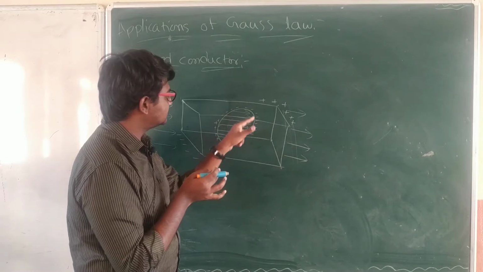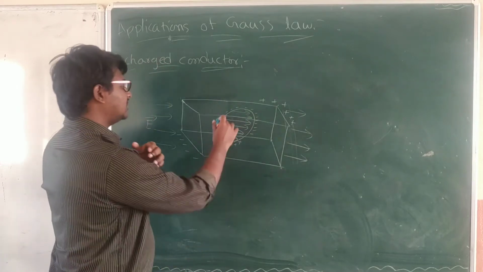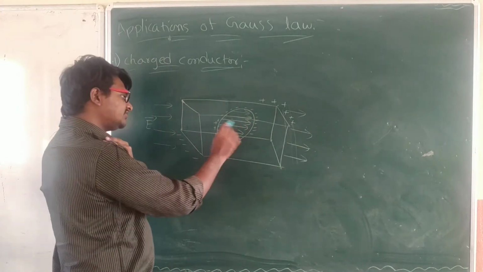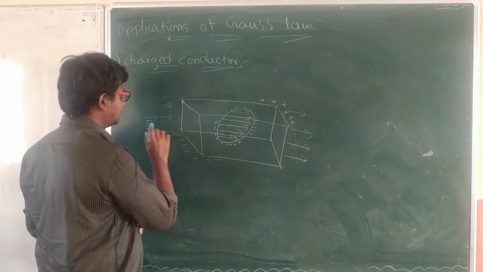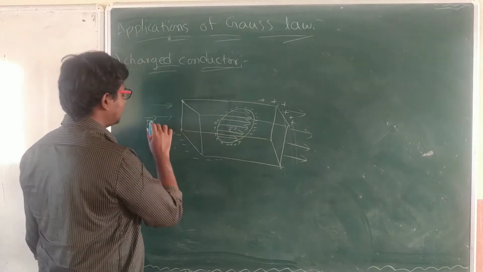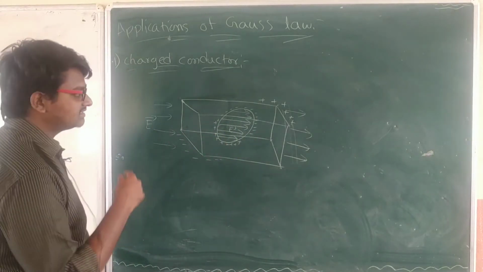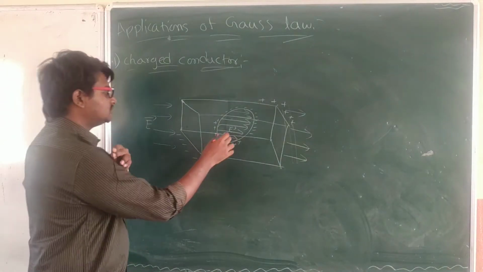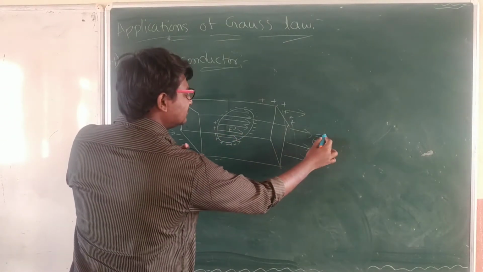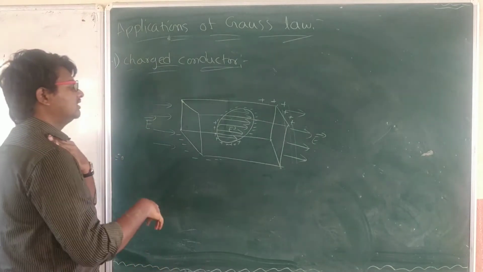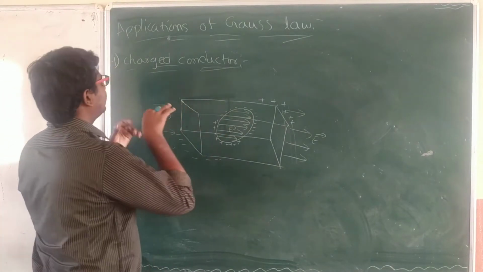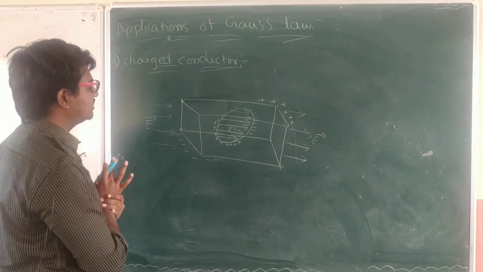Inside this surface we have considered a Gaussian surface. In that Gaussian surface you are able to observe the electric field E bar, the same as outside. Outside also it will come as E bar only. That's it. This is nothing but the behavior of a charged conductor.